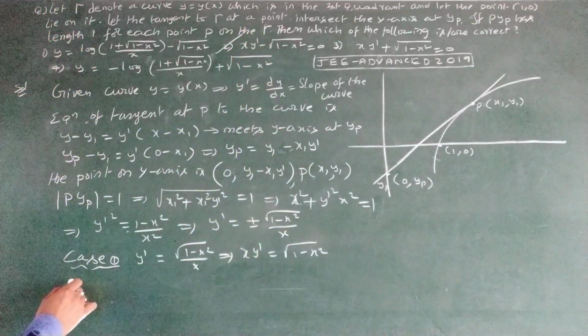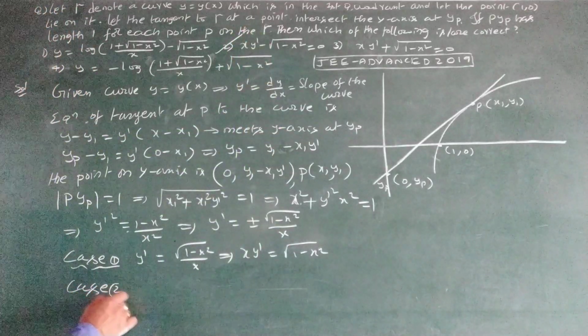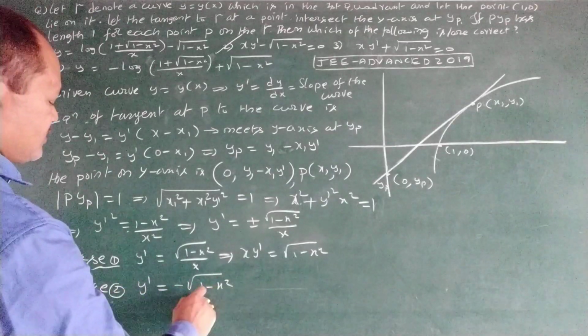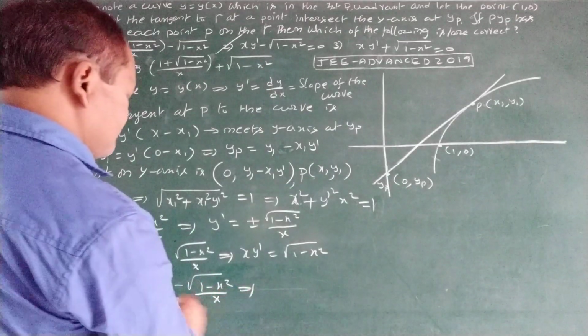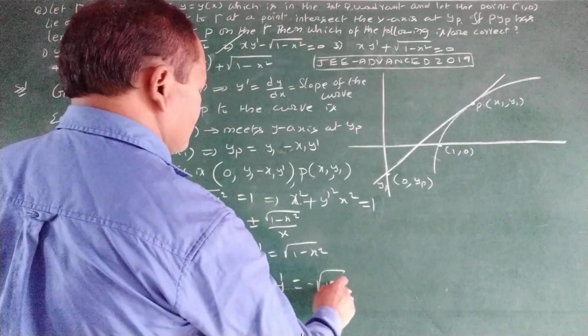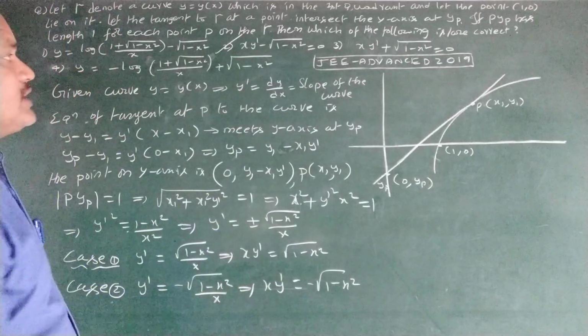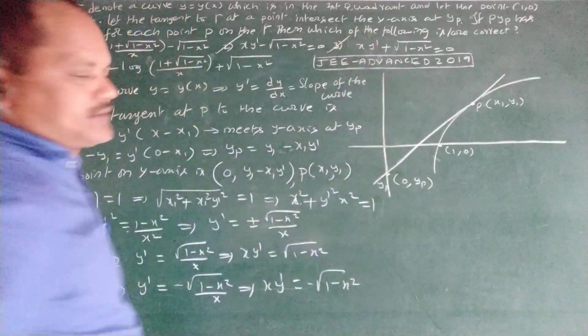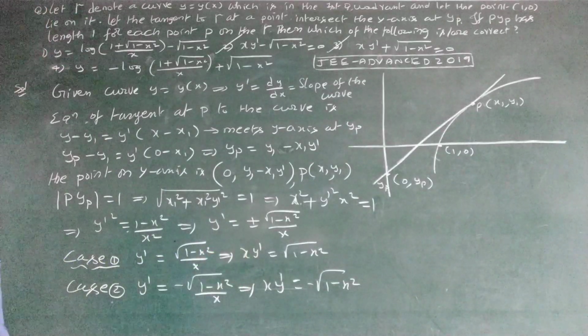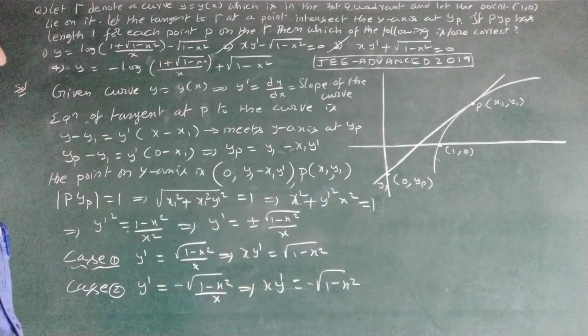Now case 2, y dash is equal to minus root of 1 minus x square by x. From this, x y dash is equal to minus root of 1 minus x square. That is the third option. That's why from case 1 the second option is correct, and from case 2 the third option is correct.